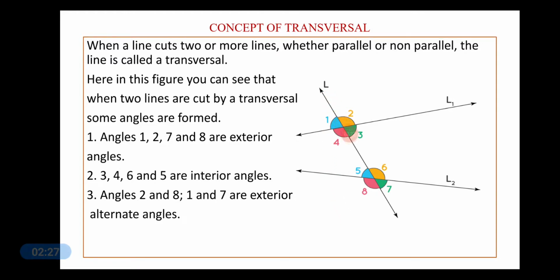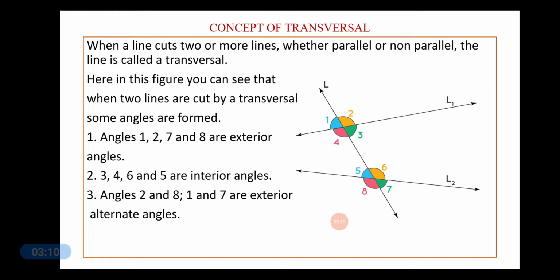So when L is cutting off line L1, you get four angles over here. That is angle 1, 2, 3 and 4. Now amongst these angles, 2 and 4 are vertically opposite and 1 and 3 are vertically opposite. Similarly, when line L is cutting off L2, you are getting another 4 angles over here. That is 5, 6, 7 and 8. Now amongst these 4 angles, angle 6 and 8 are vertically opposite and 5 and 7 are vertically opposite. But let us study about some new names of the angles.